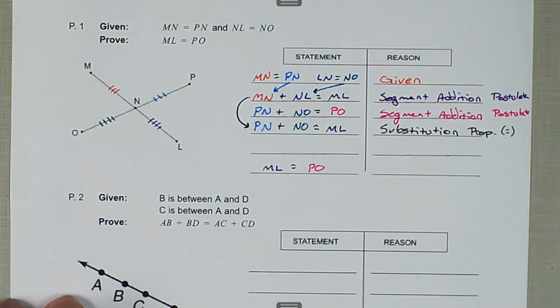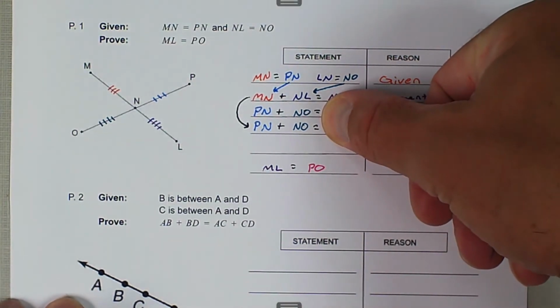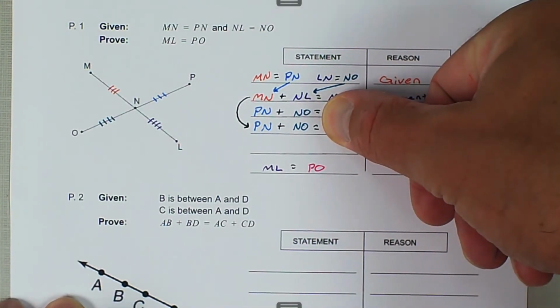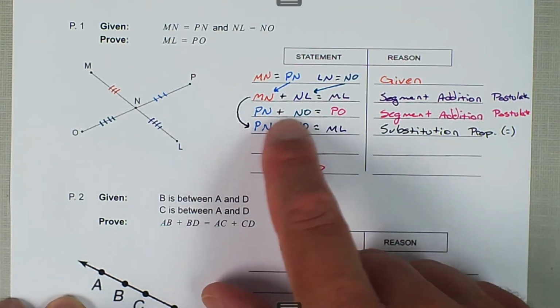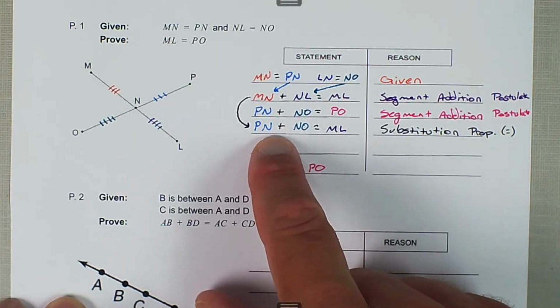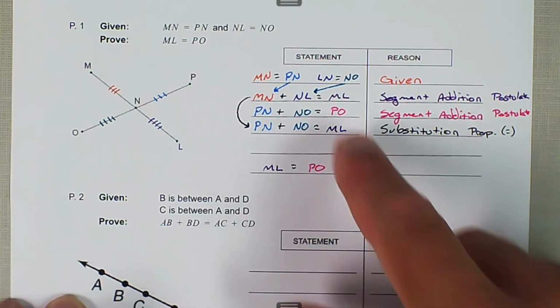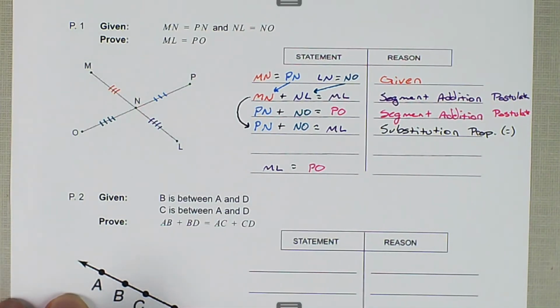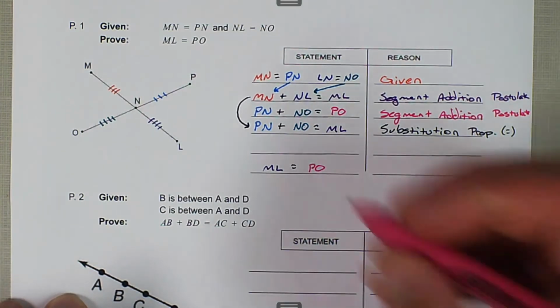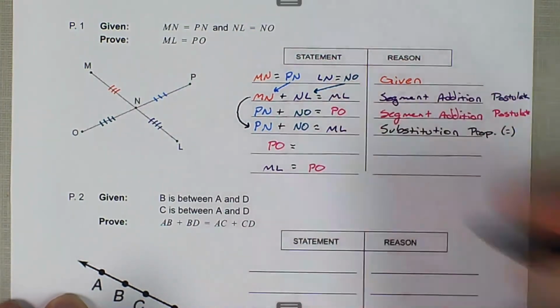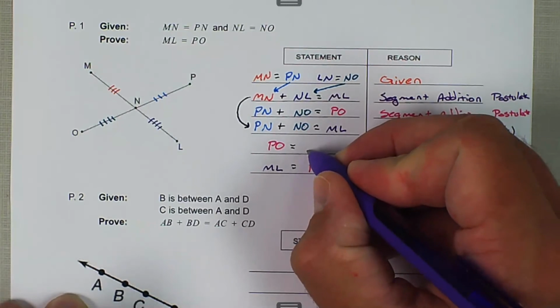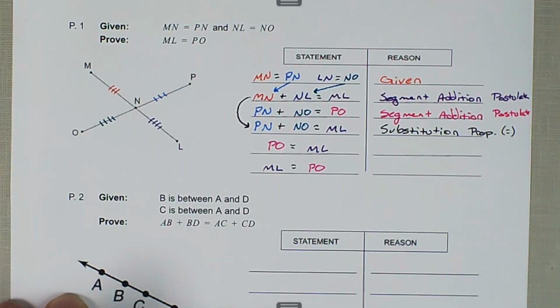The next thing, once they're both equal to the same thing, then they can be equal to each other. And there's two different ways you can do that. You can say PO is equal to this expression and ML is equal to this expression. So you could do transitive because now they have to be equal to each other, or you could do substitution. Either one works fine there. But regardless, what we can say is that now PO is equal to ML, and we can either say the substitution property of equality.